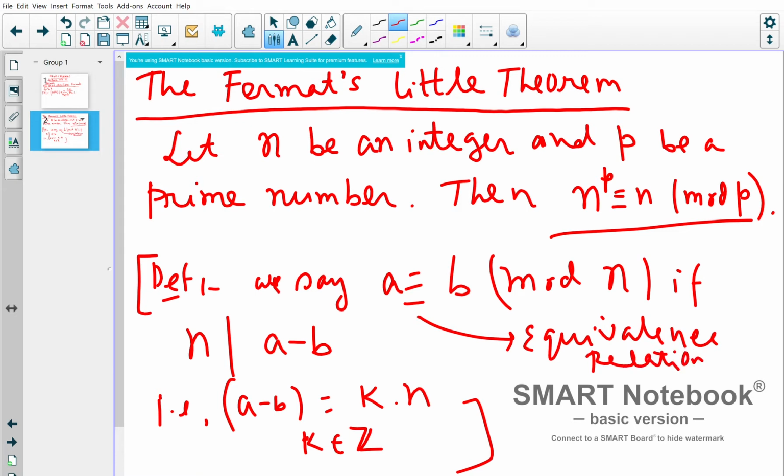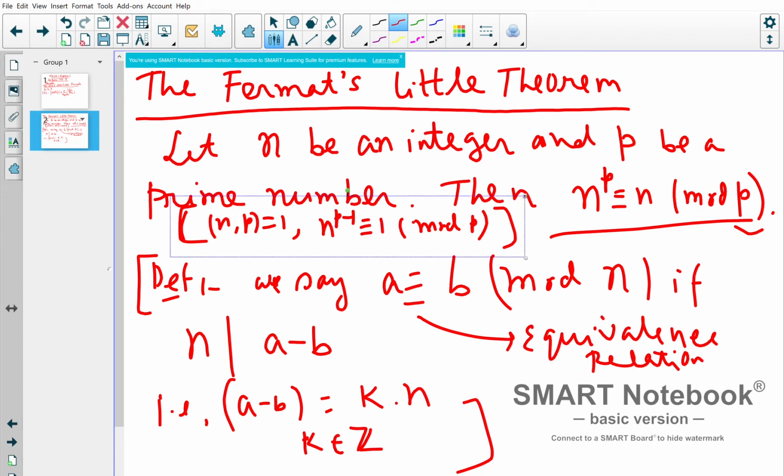Okay, so you may have seen another version of Fermat's little theorem that tells you that if the GCD of n and p equals 1, then n to the power p minus 1 is congruent to 1 mod p, and these two versions are actually equivalent. My theorem is stronger, because if p divides n, then it is trivially true. If p does not divide n, the GCD is 1, then n inverse exists inside Z mod pZ, and it is nothing but n to the power p minus 1 congruent to 1 mod p, right? So I am going to prove this stronger version.